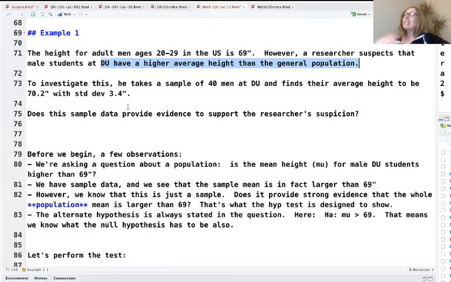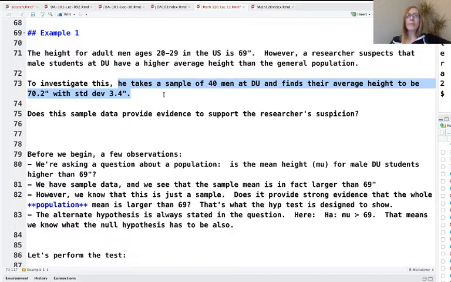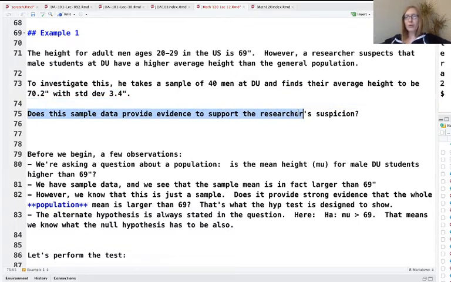And to investigate this suspicion that we have, we take a random sample of 40 men at Denison. And in this sample, we find an average height of 70.2 inches with a standard deviation of 3.4 inches. And that's the stuff that we're calculating from our spreadsheet or R or whatever. The question is, does this sample provide evidence to support the researcher's suspicion? We're going to do a hypothesis test. Before we jump in, I just want to make a few important observations about what's going on and what we hope to do here.